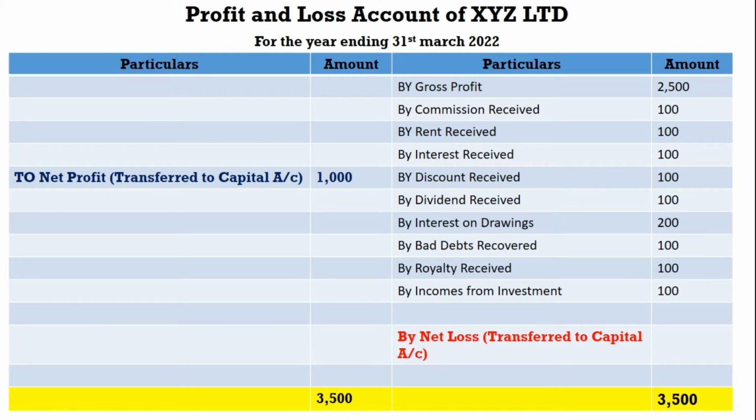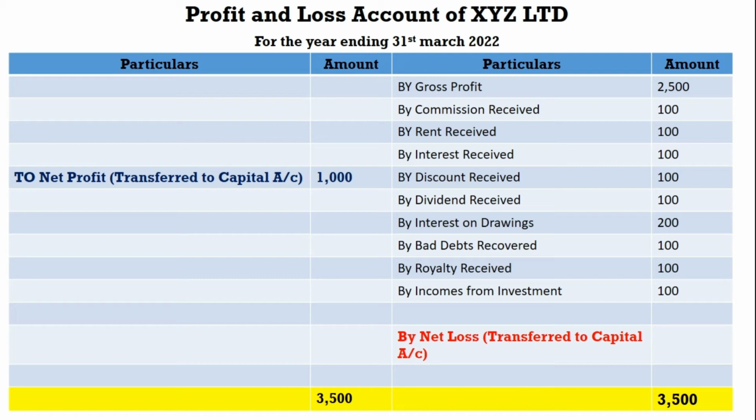Dividend received means we bought some shares. That company allocates some of its profit to the shareholders, so yearly they send us a certain percentage based on the shares. That is dividend received. Interest on drawings: the owner took drawings from the capital, so he has to pay interest based on the amount. That is interest on drawings.